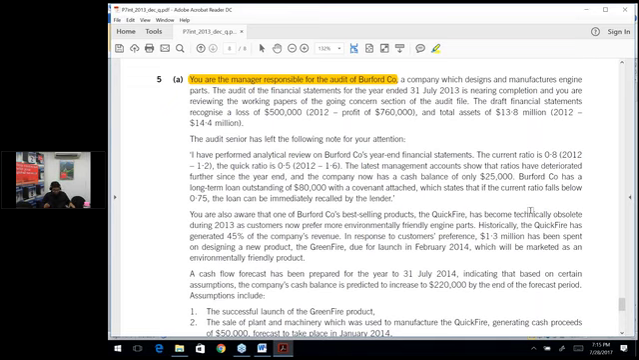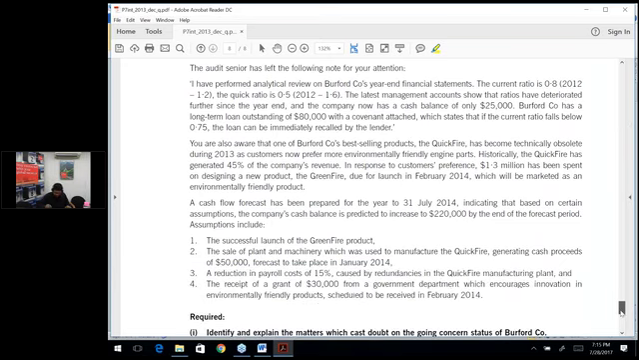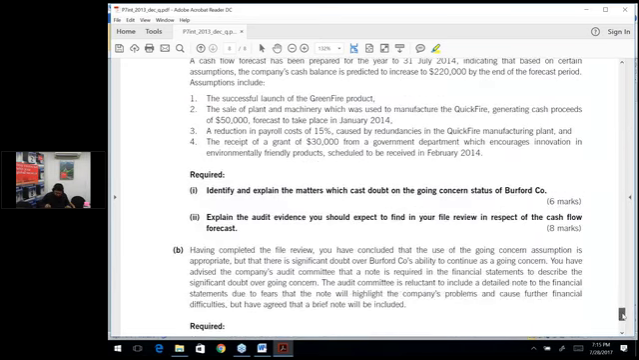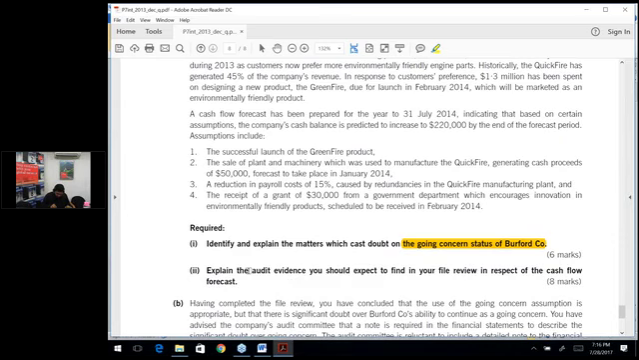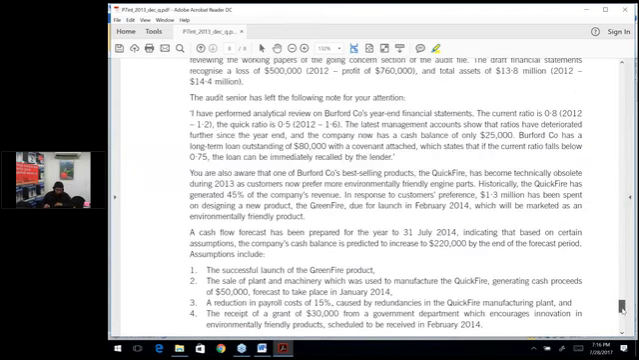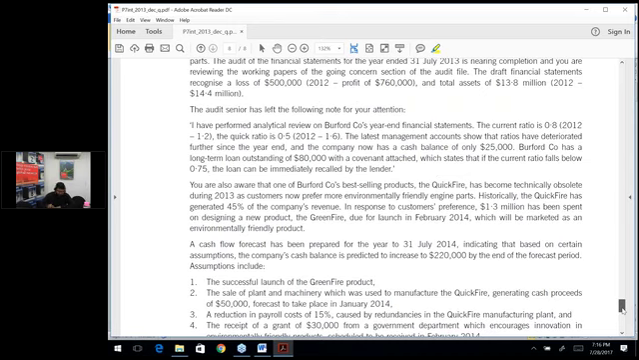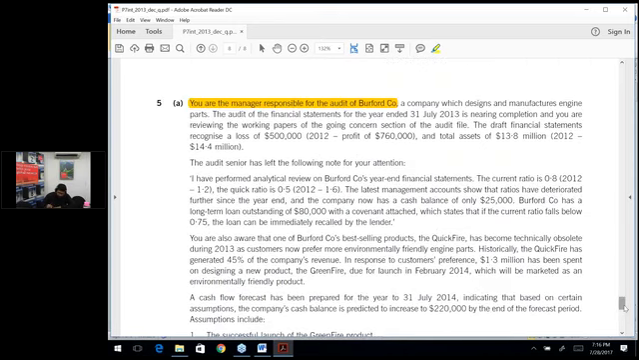Now it says you are a manager responsible for the audit of Burford Company. I will have a quick discussion about the matters which cast doubt on the going concern status of Burford. It says explain the audit evidence you should expect to find in your review of the cash flow forecast. Burford designs and manufactures engine parts. The year end is July 2013, the audit is nearing completion and you're reviewing the working papers of the going concern section.